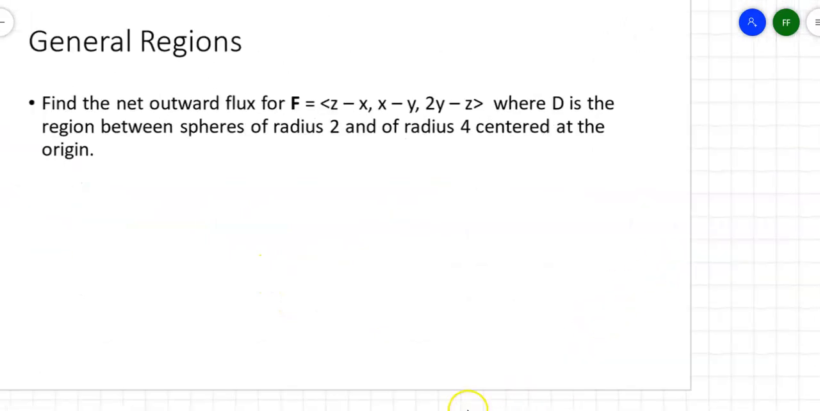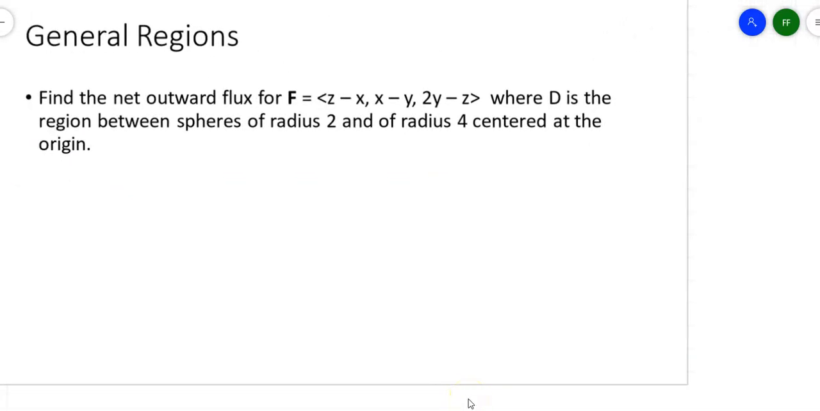Let's take a look at a more general region. Here I want to find the net outward flux of this crazy vector field, z minus x, x minus y, 2y minus z, over some general region, the region between spheres of radius 2 and radius 4, centered at the origin. So this sounds horrific, but it's not too bad. It's between two spheres, right? You've got a smaller sphere on the inside, and then a bigger sphere on the outside, and you want to look at the region between those two spheres.